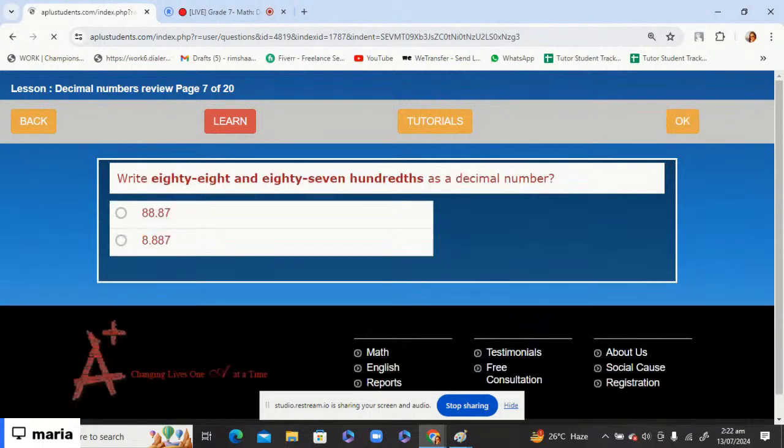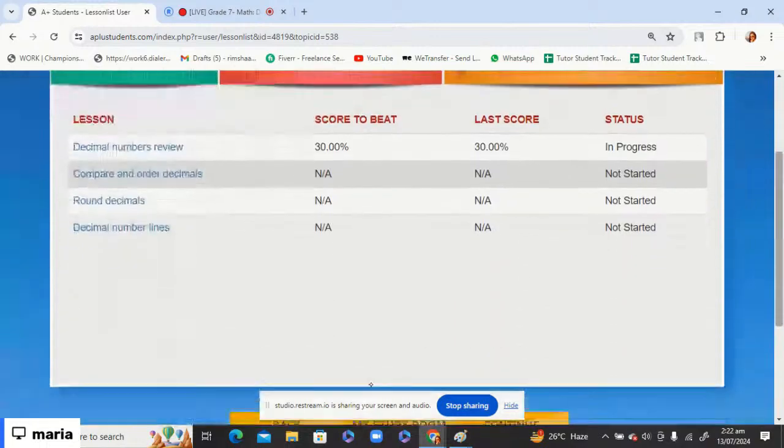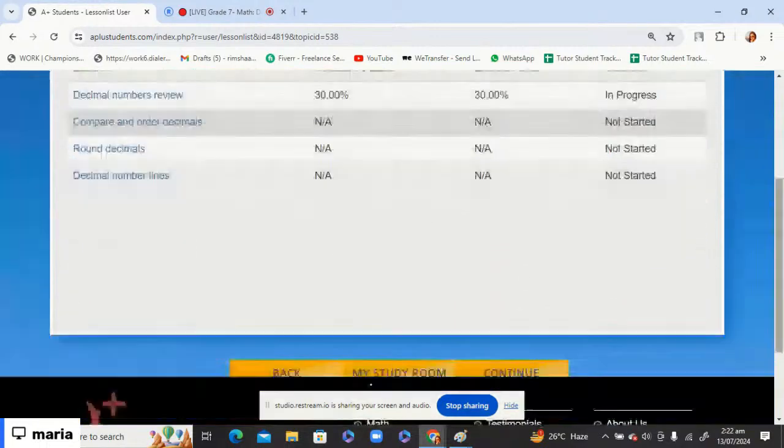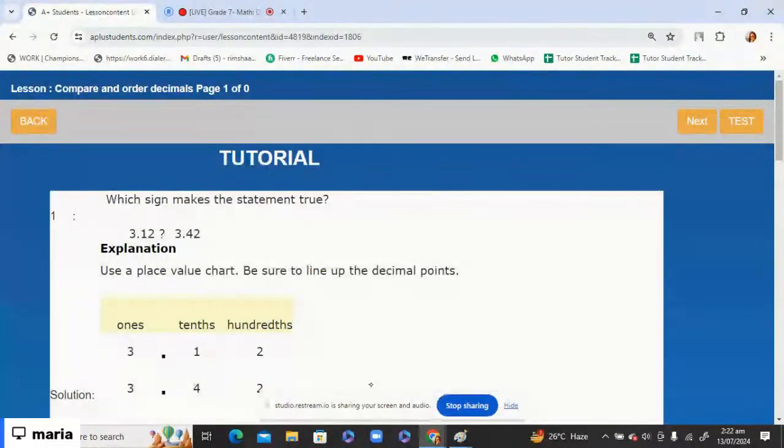Hope you guys understand this lesson. Now let's discuss the next lesson. Solve the rest of these questions by yourself related to this lesson. Compare and order decimals. Which sign makes the statement true?